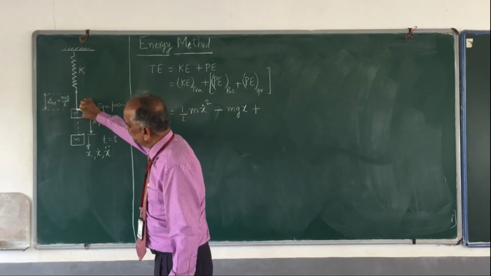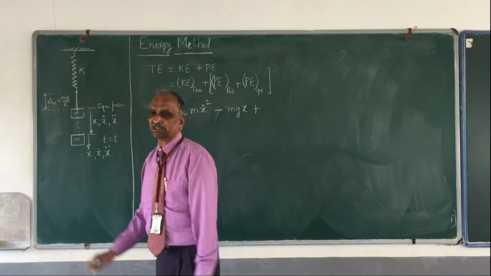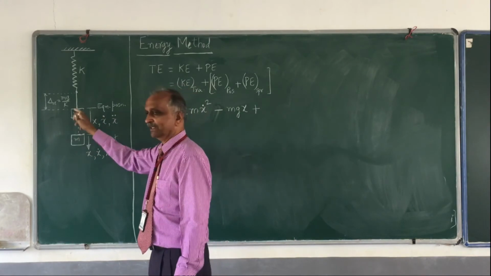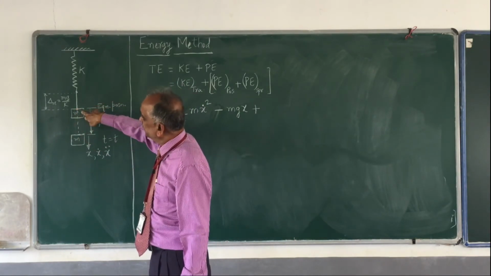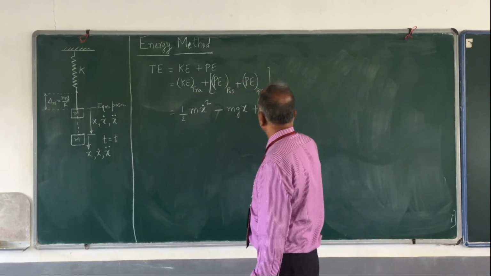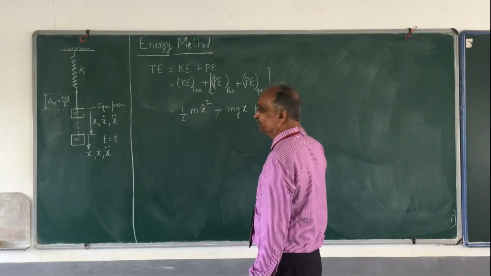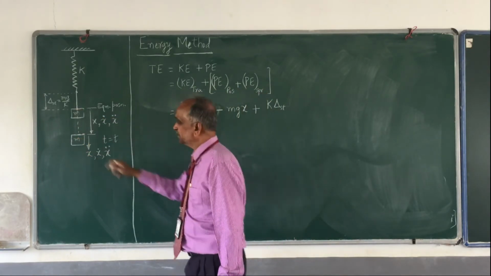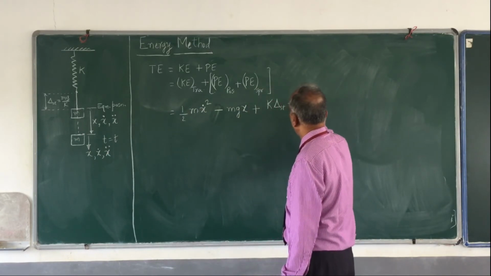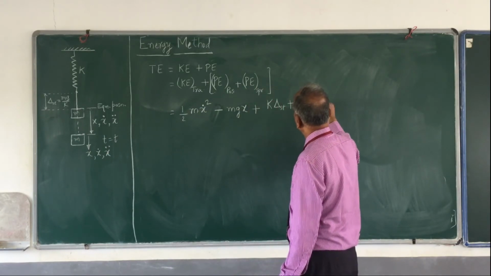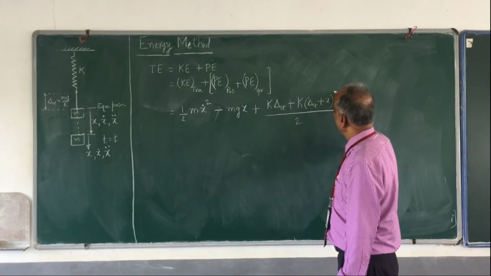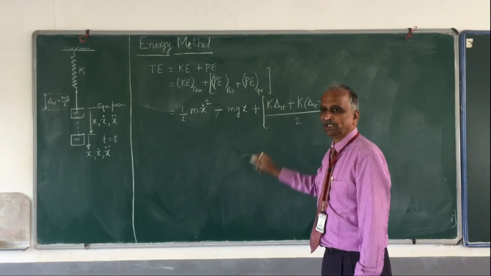With respect to the equilibrium position, it has come here. So during this time, how much energy is stored in the spring? That is nothing but the average force between these two, times the displacement. What is the spring force in this position? That is nothing but k multiplied by delta st. And what is the spring force in this position? k into delta st plus x. The whole thing divided by 2. Why divided by 2? You have two forces, you want to take the average of the two.